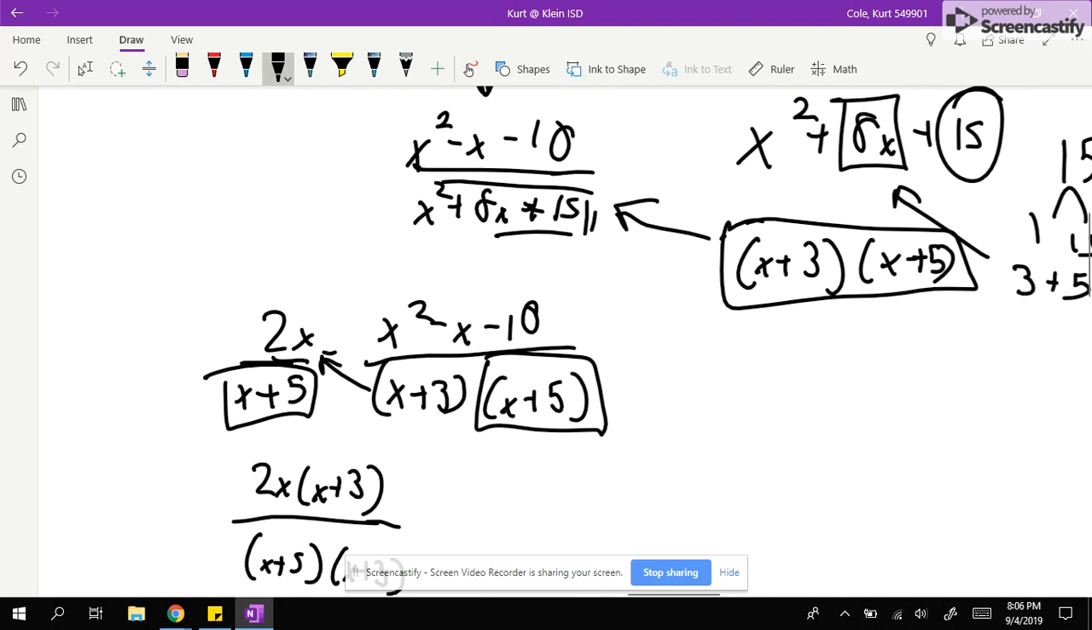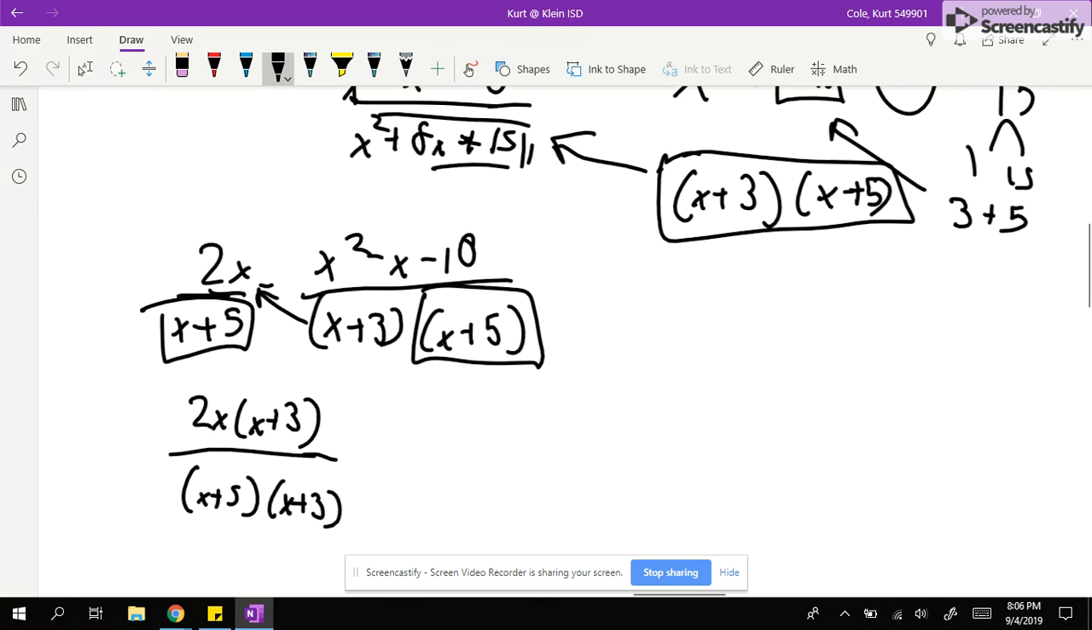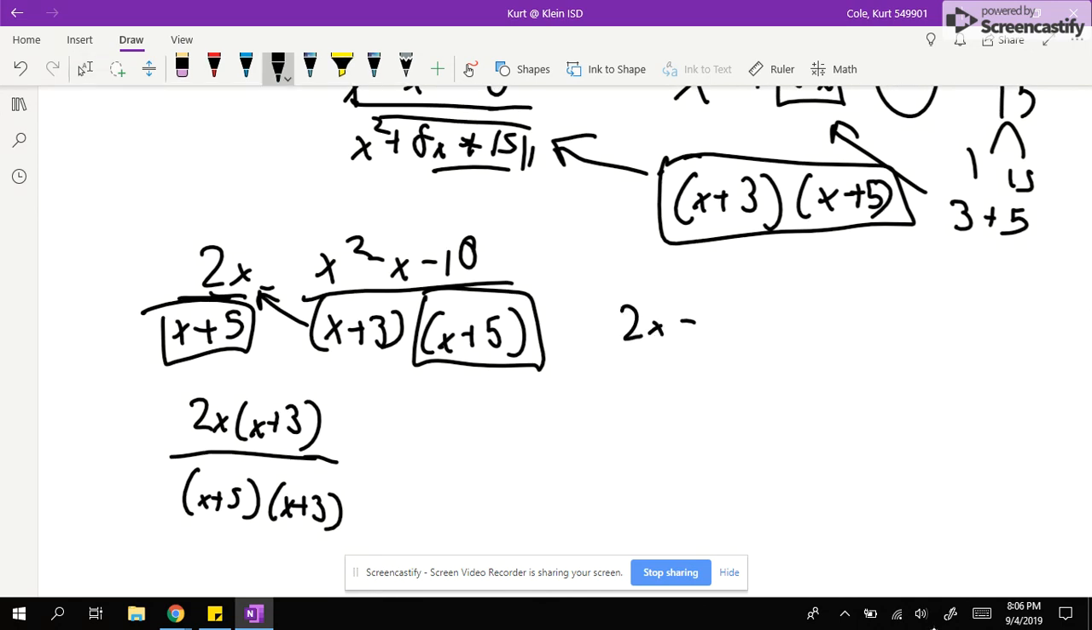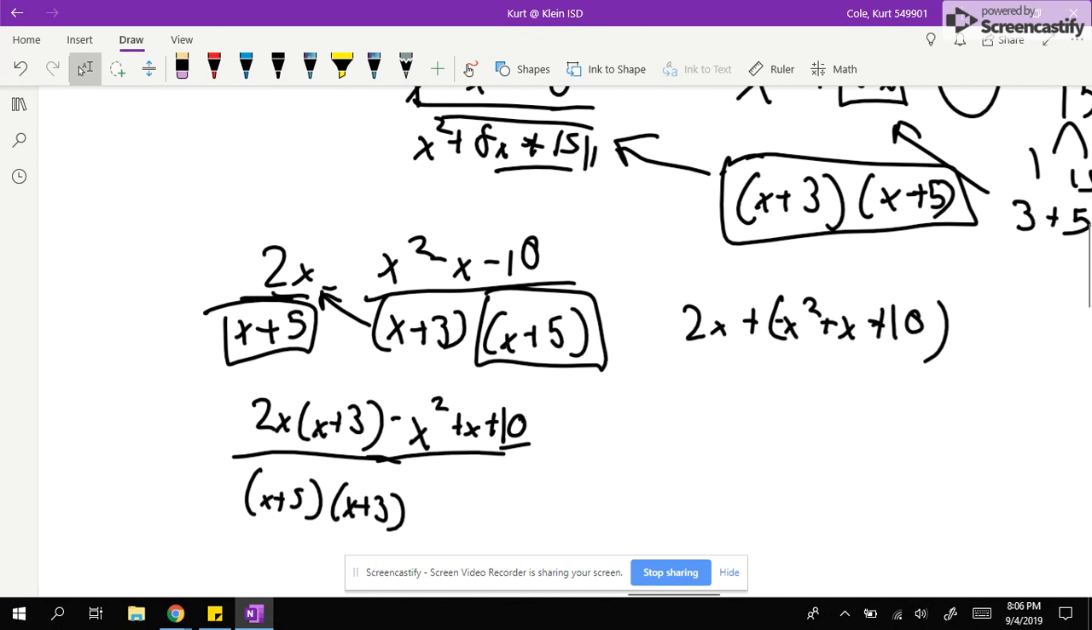So we're just going to make sure we apply our signs here because that's a negative, or that's a subtraction. Since we're doing 2x minus x squared minus x minus 10, we can flip all the signs inside. So now we have this part minus x squared plus x plus 10. At this point, we can distribute the 2x in. So we get 2x squared plus 6x. Now it is time to combine like terms.